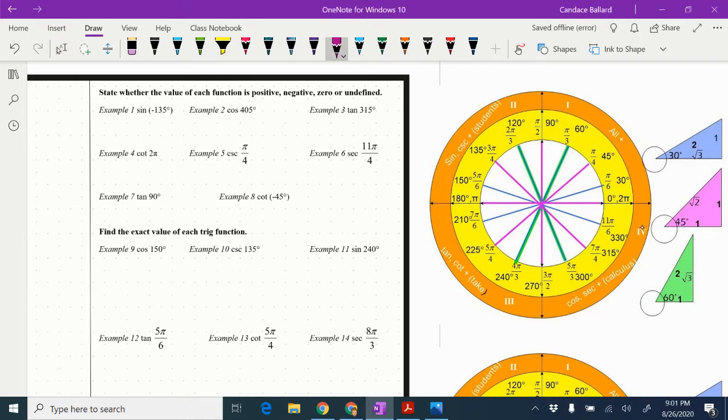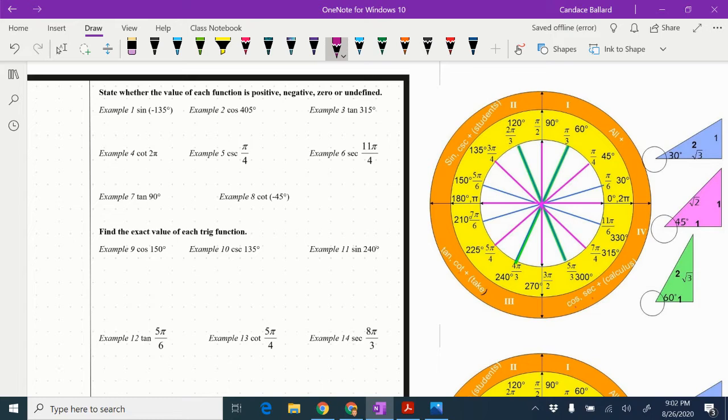If you notice out here in this outer orange band, we have this mnemonic device. All is positive. Students, which is sine and cosecant, are positive. So whatever trig function lands in this quadrant, if it's sine or cosecant, the value of it will be positive. If it's anything else, the value will be negative, okay? In quadrant 3, the only things that get to be positive are tangent and cotangent, and I use take to remember it. And then cosine and secant are the only things that are allowed to be positive in quadrant 4, and we use calculus as the mnemonic.